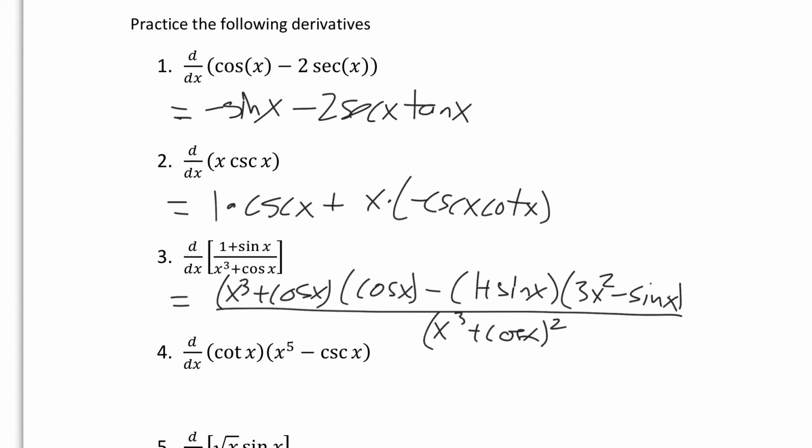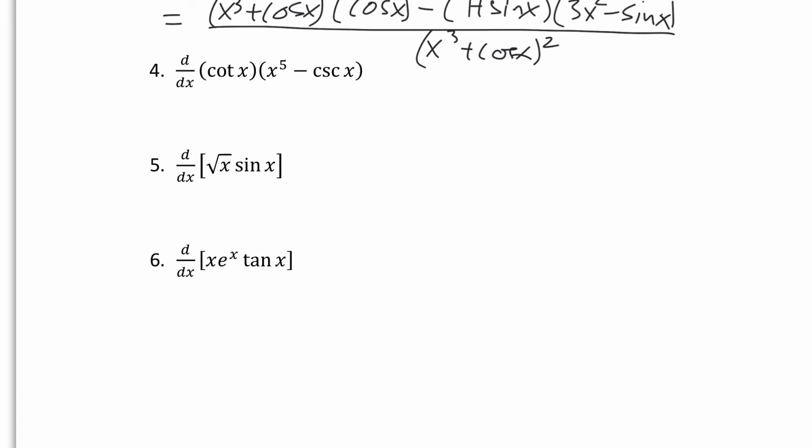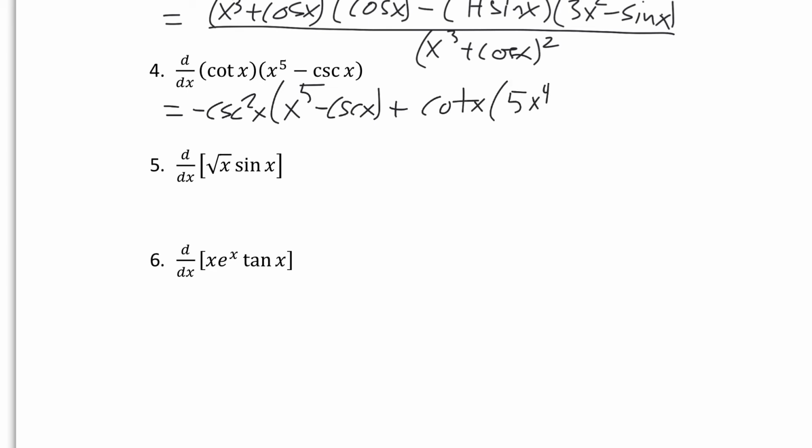All right, let's try a few more here. So we've got another product rule here. Negative cosecant squared x, x to the 5 minus cosecant x, plus cotan x, 5x to the 4. Negative negative will make a positive, so plus cosecant x cotan x.